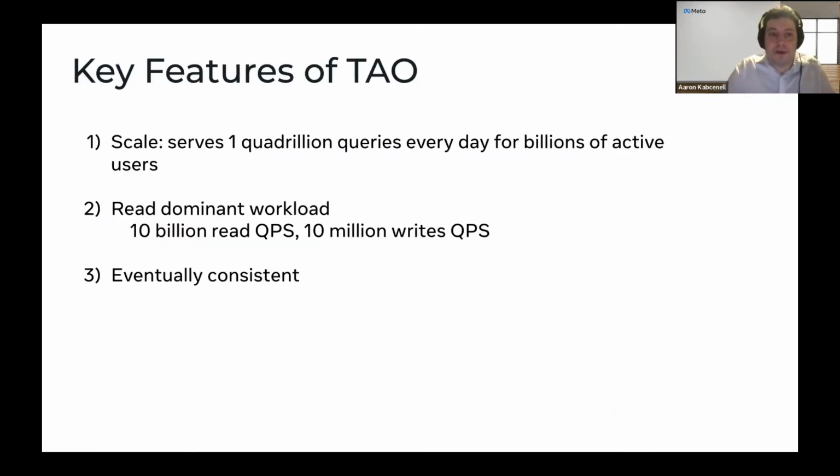There are a few key features of TAO. One is that it's really focused on scale. TAO serves 1 quadrillion queries every day for Meta's billions of active users. It's a strongly read-dominant workload, with 10 billion read QPS and 10 million write QPS served by our data store. Especially initially, in order to prioritize availability for the social graph, there were very weak consistency guarantees. TAO by default is only eventually consistent, to be scale first and consistency second.